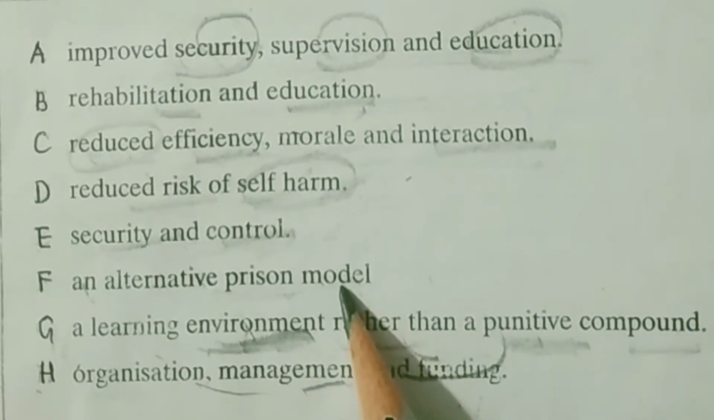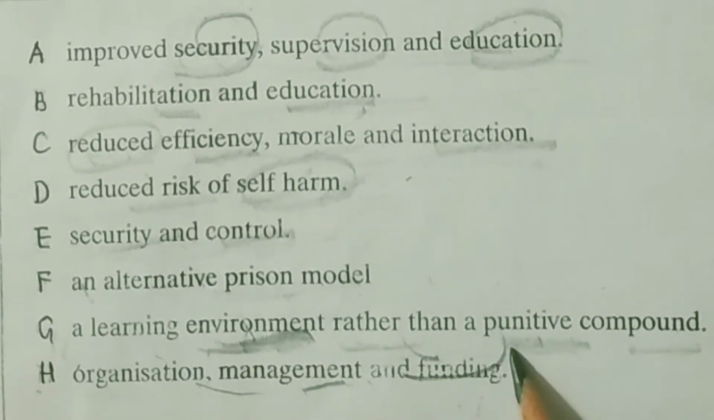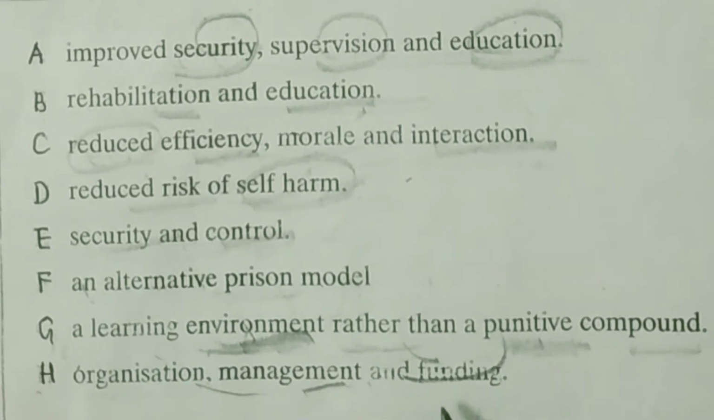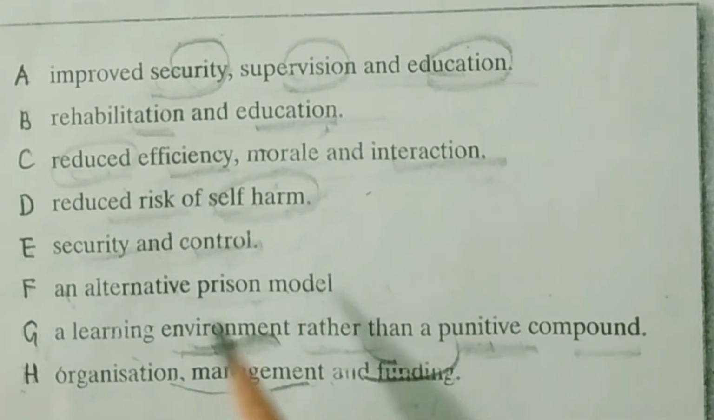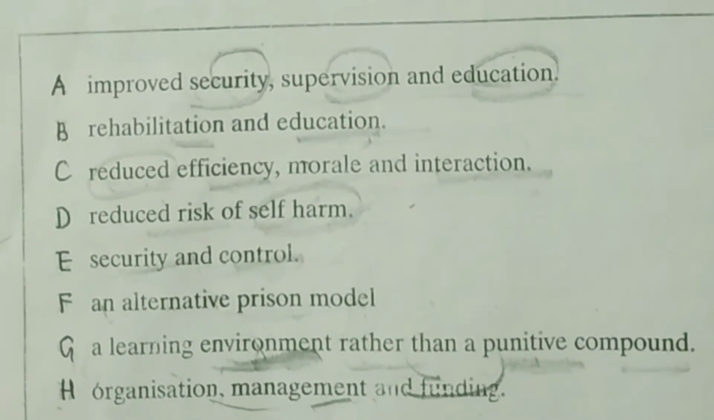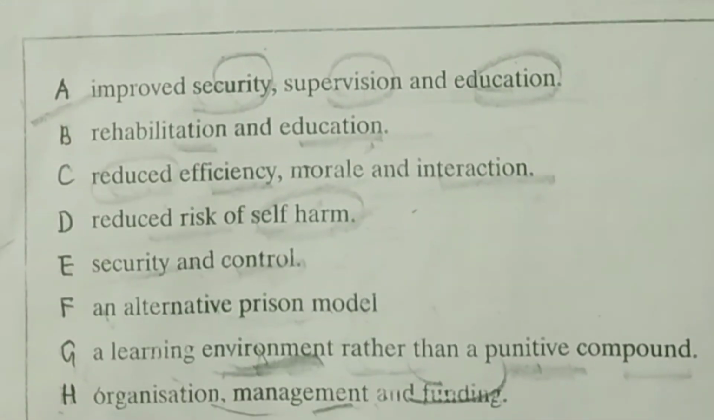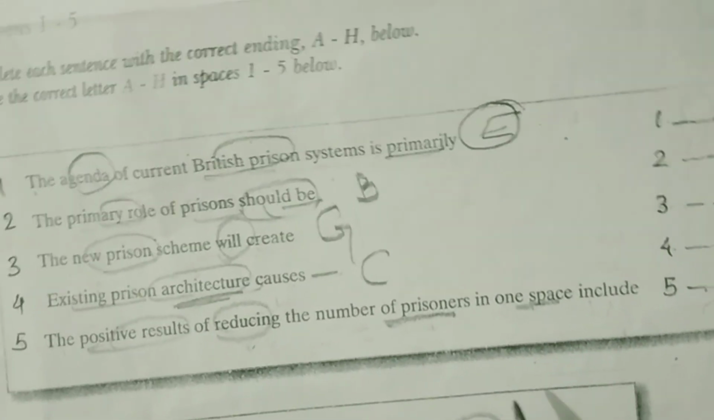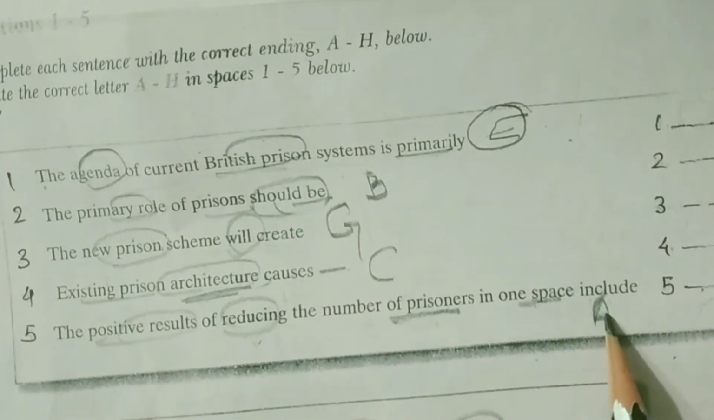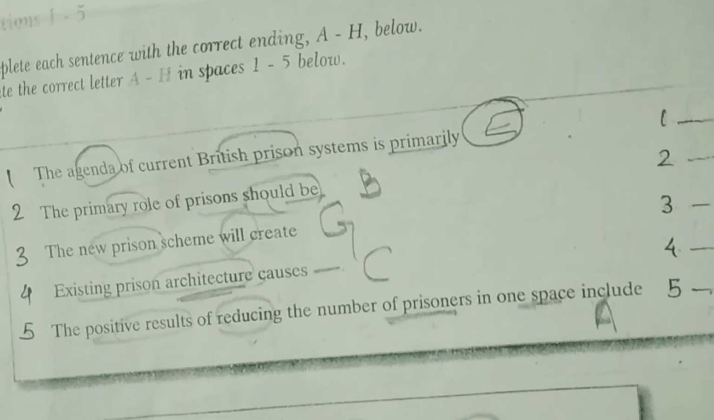What shall I give you? What would be the positive impact? That would be a learning environment rather than punitive one, and organization, management and funding. So I had it all. So the answer is what? So yeah, the staff time for supervision would reduce, education and of course security also. So the option is A. Now without any hesitation, for the last question the answer would be A. Okay, so in this manner we can do sentence matching.